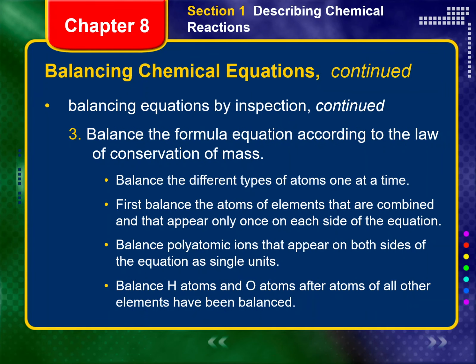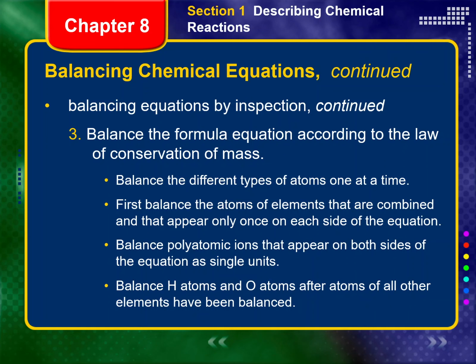Step 3. Balance the formula equation according to the law of conservation of mass. This last step is done by trial and error. Coefficients are changed and the numbers of atoms are counted on both sides of the equation. When the numbers of each type of atom are the same on both sides, both the products and the reactants, the equation is balanced.